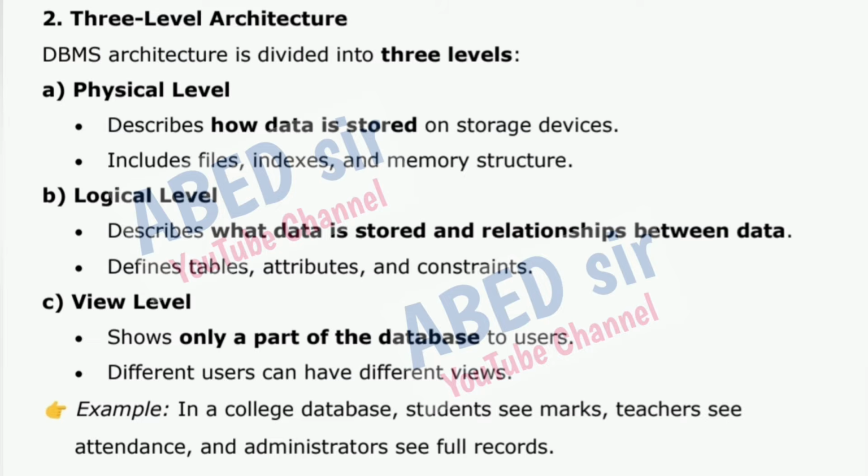C. View level. Shows only a part of the database to users. Different users can have different views. Example. In a college database, students see marks, teachers see attendance, and administrators see full records.